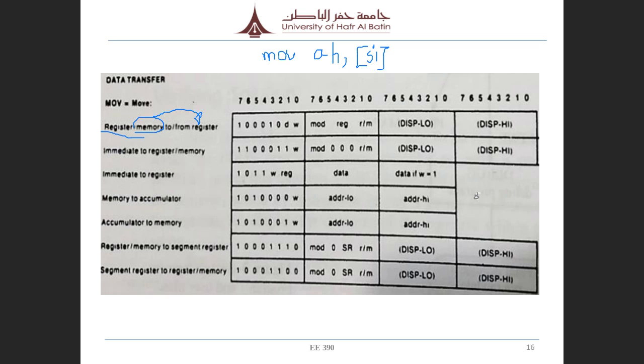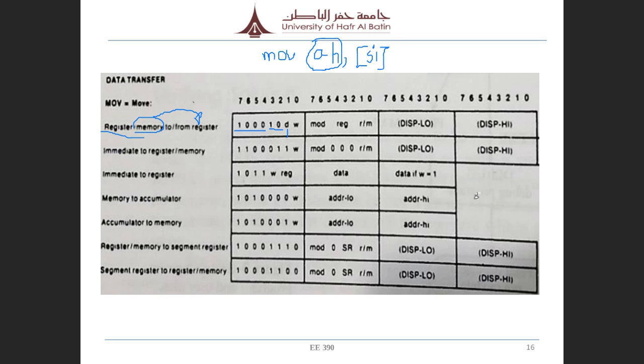What is the first byte? Now look at here: 100010, and then D. D is direction. So D for direction, right? If it is to register, then it is 1. If it is from register, then it is 0. Our register field is AH, so it is a to register, as it is the first operand. So that means D is 1. Okay, very good. D is 1 here.